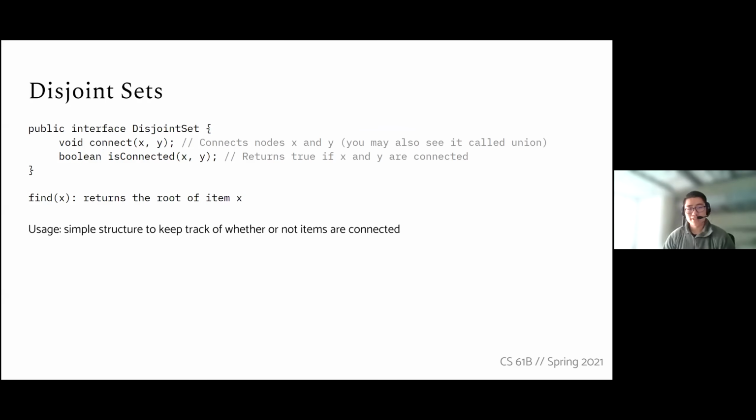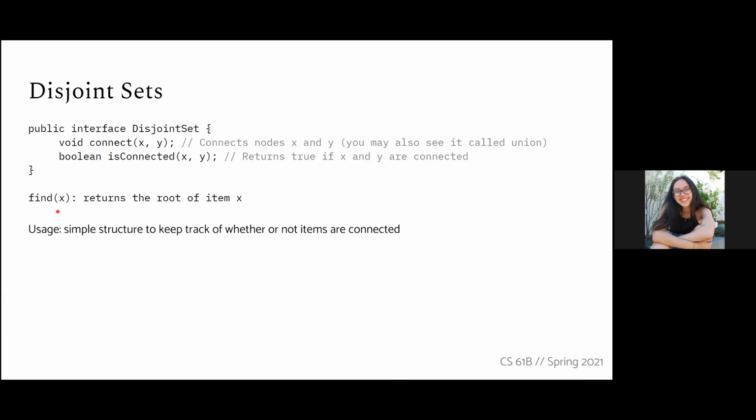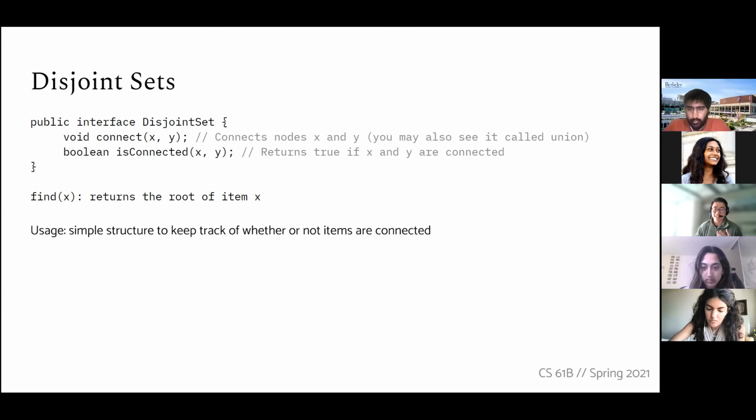So for this class, disjoint sets is defined with two methods. We have the connect method, which connects two nodes, X and Y. And then we also have an isConnected method, which returns true if X and Y are within the same set. And another important method for you to know, which isn't necessarily defined within the disjoint set interface, is the find method, which returns the root of a given item.